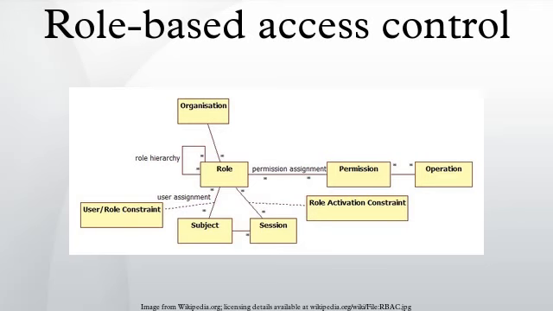RBAC differs from access control lists, used in traditional discretionary access control systems, in that it assigns permissions to specific operations with meaning in the organization, rather than to low-level data objects. For example, an access control list could be used to grant or deny write access to a particular system file, but it would not dictate how that file could be changed.